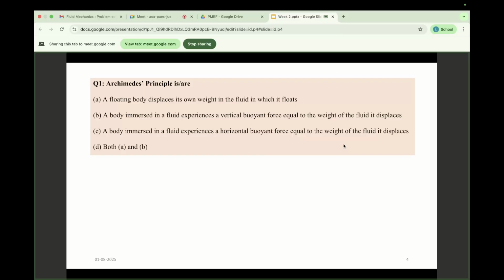Why? Because, if I explain the Archimedes principle, what it states is this: if we have an object, say a body, in a fluid, so if this is the fluid and there is any body, whether it is fully submerged or partially submerged.